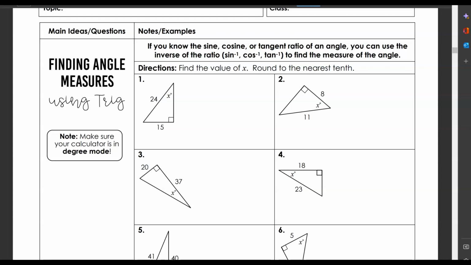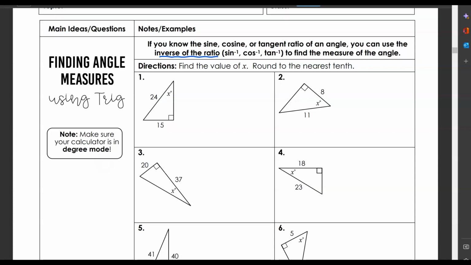Class, in this video, we're going to be talking about finding angle measures using trig. Now, if you know sine, cosine, and tangent as ratios of an angle, then you can use the inverse of the ratio, sine inverse, cosine inverse, tangent inverse, to find the measure of the angle.